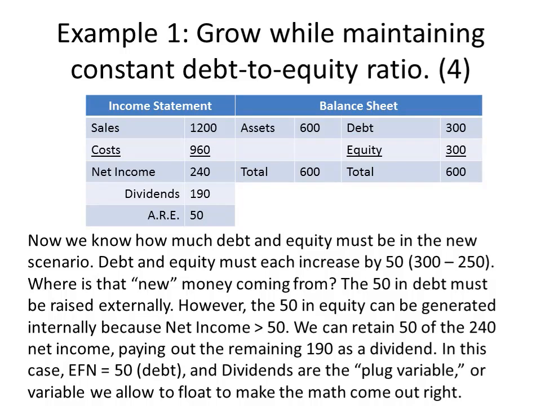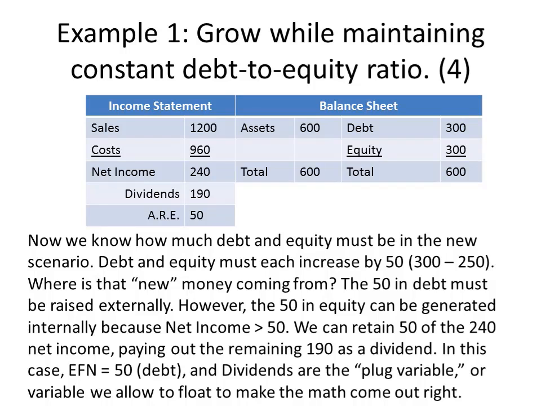Since net income is greater than the additional 50 that we need in equity, we can select 50 for addition to retained earnings and subtract that from 240 to find dividends of 190. This number that we allow to float to make the math come out right is called the plug variable. In this case, it's the amount of dividends that we pay out.